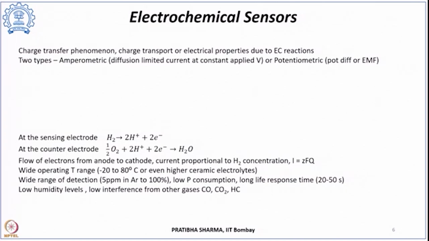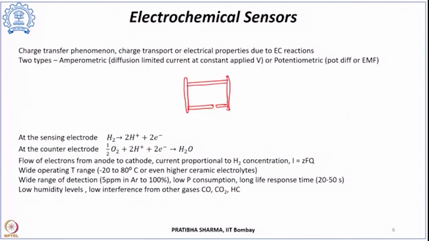These electrochemical sensors are of two types, either amperometric or potentiometric. In amperometric sensors, at a constant voltage the diffusion limited current is measured. However, in potentiometric sensors, the potential difference or EMF is measured.